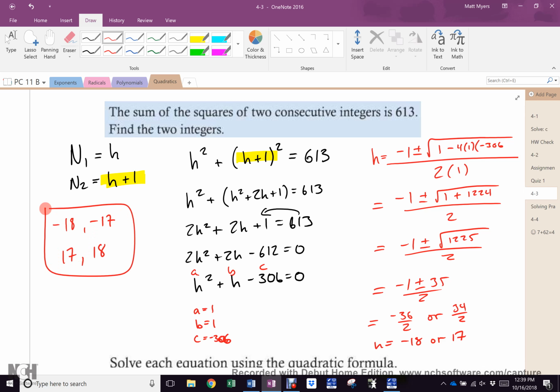What step should you do that I didn't do? Check. Because I've done this a million times, I've checked it. You guys should check it, right? So all you do is you run it through. 17 squared is 289. 18 squared is 324. It's 289 plus 324, 613. Yeah. Negative 17 squared is still positive 289. Negative 17 plus 1, or we have to do minus 1 that time, and it would be the same answer. Yeah?